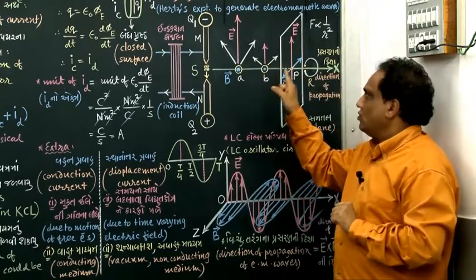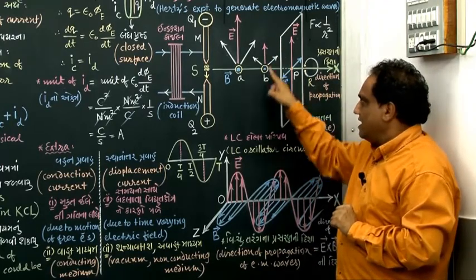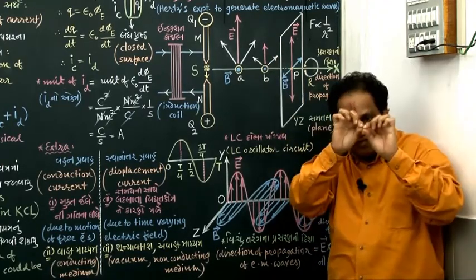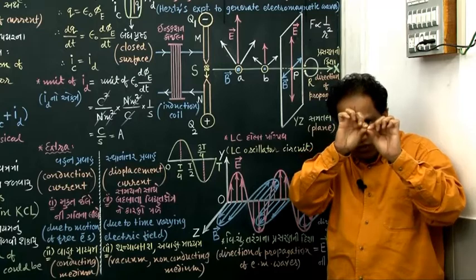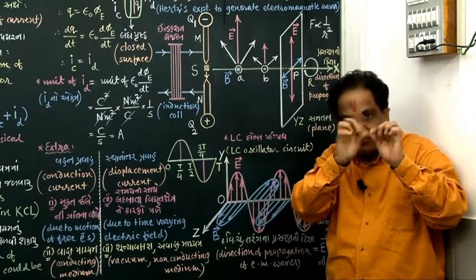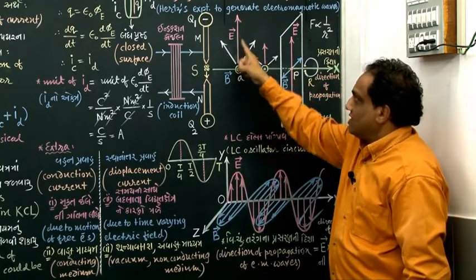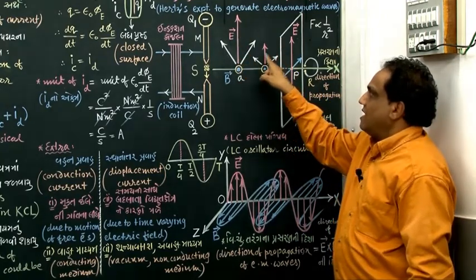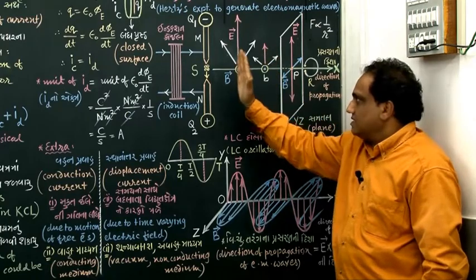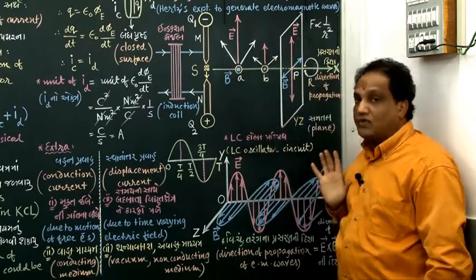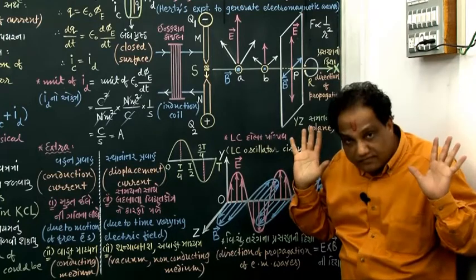But there also, the electric field will oscillate periodically this way, 0 to maximum, maximum to 0, 0 to maximum, maximum to 0. But whatever is the amplitude of oscillation here, lesser than that will be the amplitude there. As distance increases, the amplitude of oscillation goes on decreasing.